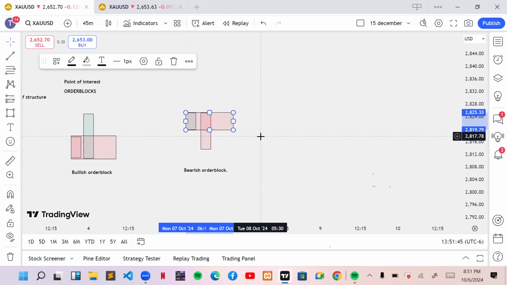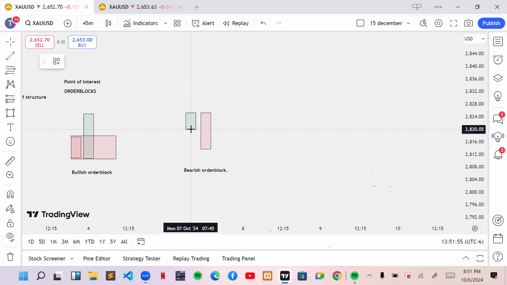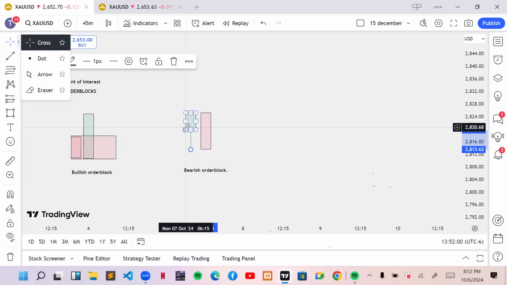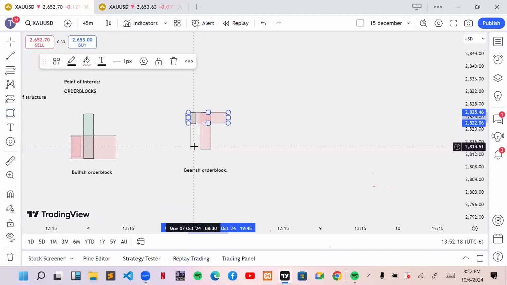Now, most people will also ask, because I already know what's in your mind, what if there are wicks in the order block? How do you pick an order block when there are wicks? So, for example, let's say this was a bearish order block, and this is the wick and this is the candle. The rule is: if the wick of the order block is longer than the body, you pick your entry from the body.